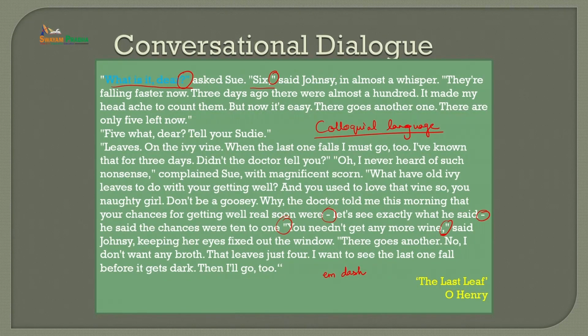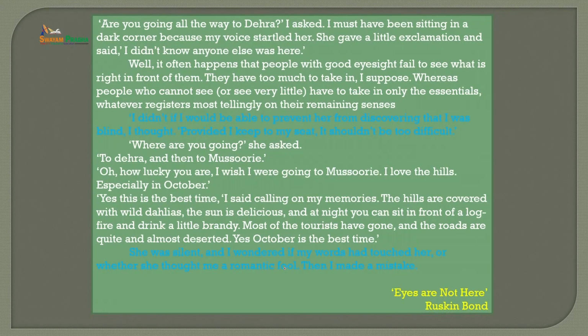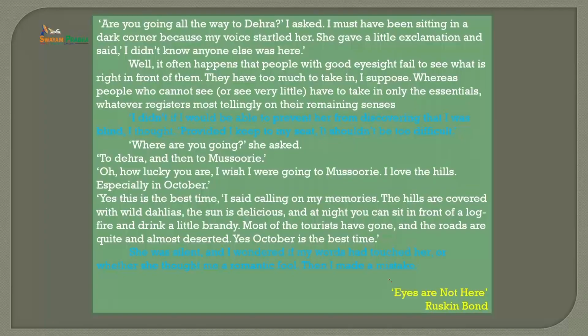Then I'll go too." And with this we'll move forward towards another one, that is, Eyes Are Not Here by Ruskin Bond. So in our previous slide, you people have understood using single quotes, using double quotes when a person is speaking, and putting all the punctuation marks within those quotes only. And we have learnt the use of the em dash. Now looking at this example, Eyes Are Not Here, which is written by Ruskin Bond. I have taken it from there.